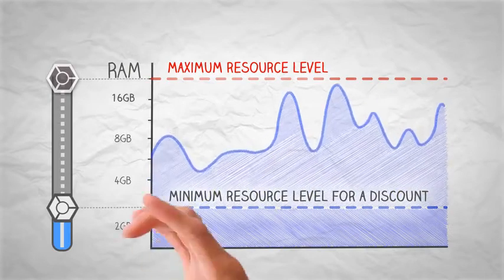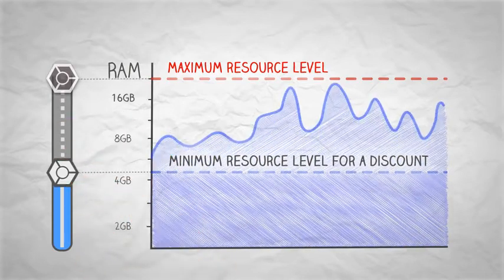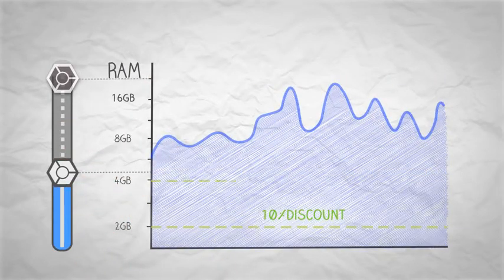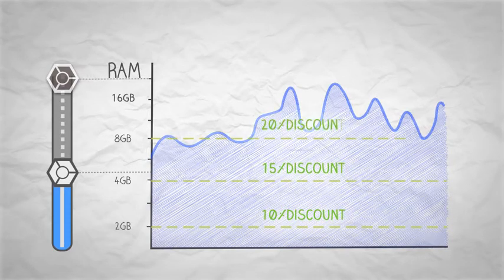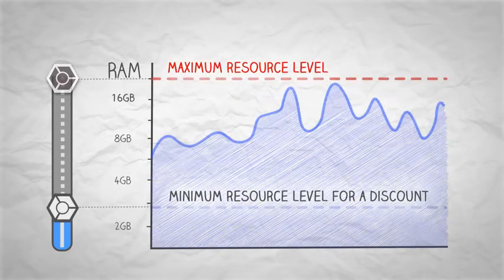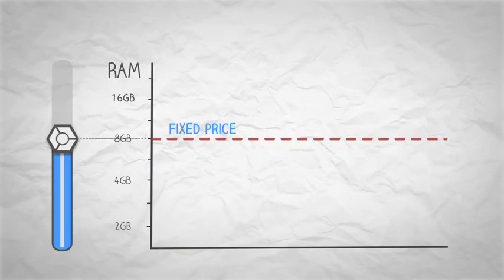And as your application gains popularity and its resource usage increases, Jelastic automatically applies an extra volume discount to keep your costs down. Want to pay a fixed price? No problem. Just set the maximum and minimum limits to the same value to disable automatic scaling.